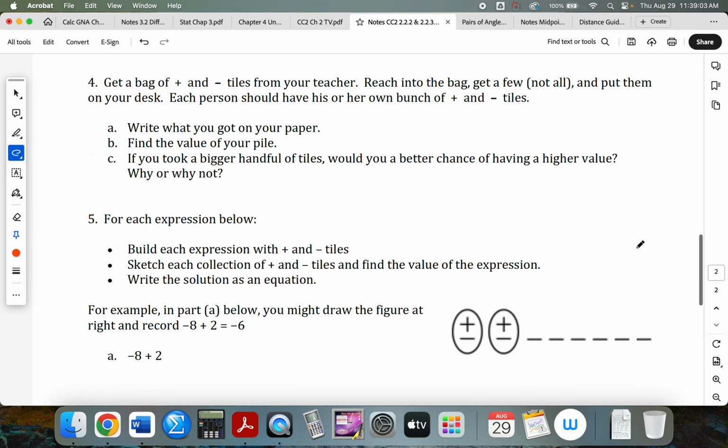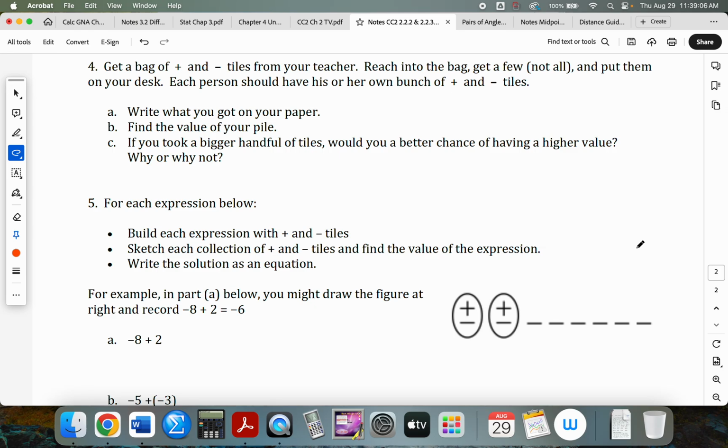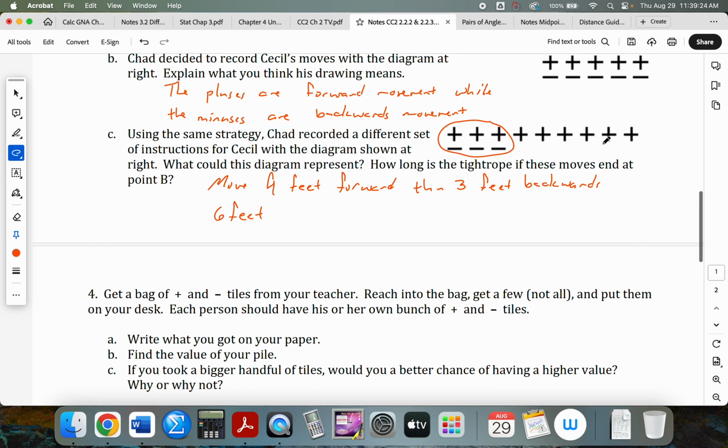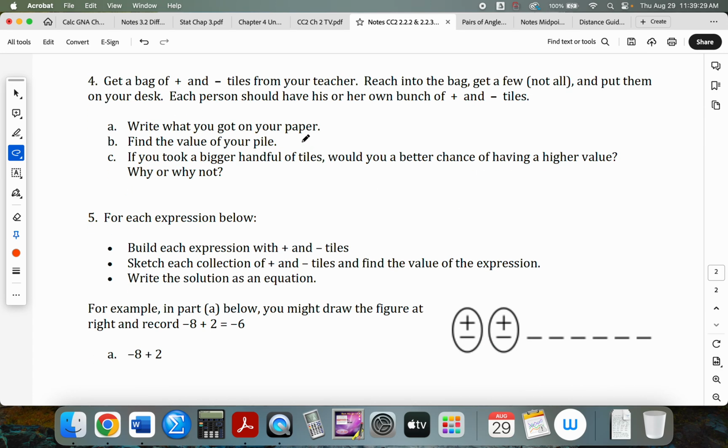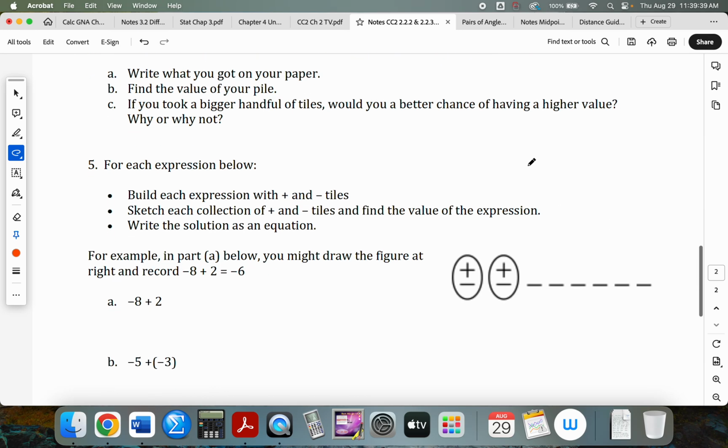All right, in just a moment I'm going to give you a bag with some plus and minus tiles in it. You're going to reach into the bag, get a few of them, not all of them, and put them on your desk. Everybody's going to have your own bunch of plus and minus tiles. I want you to write out, just like we did here, how many pluses you have and how many minuses you have. Then find the value of your pile. Okay? All right. Because we're going to take a while for this, I'm going to stop the video.